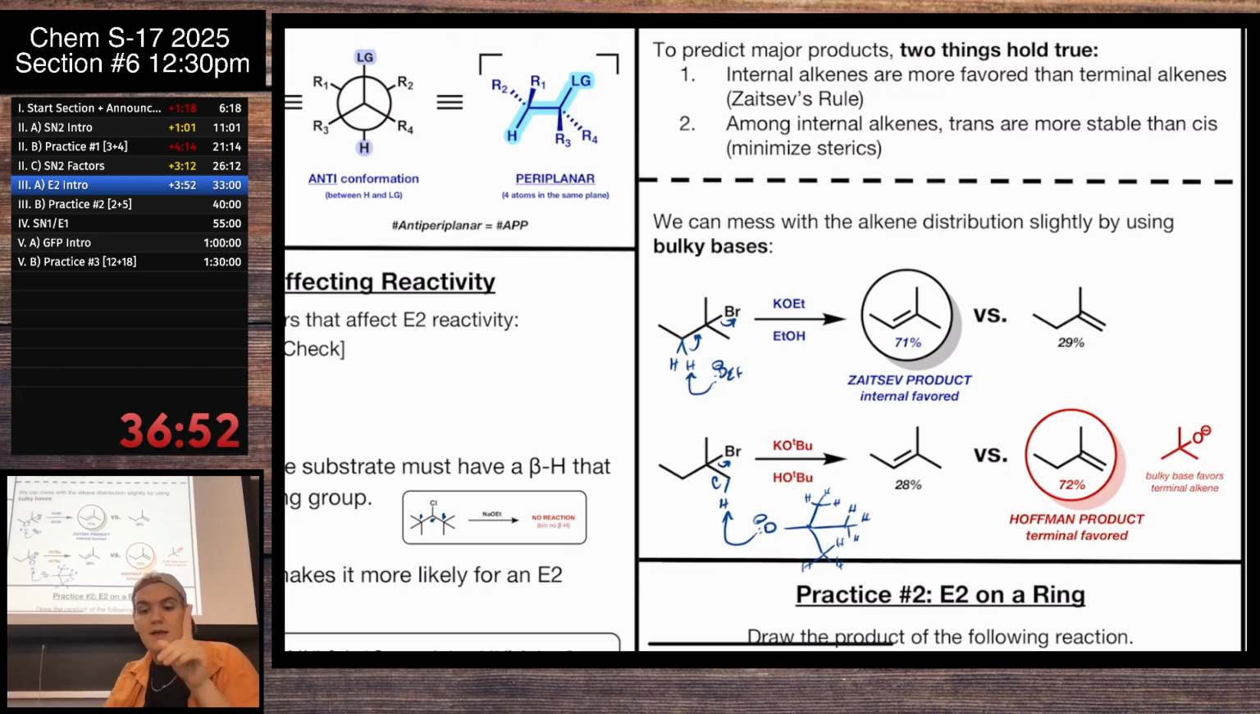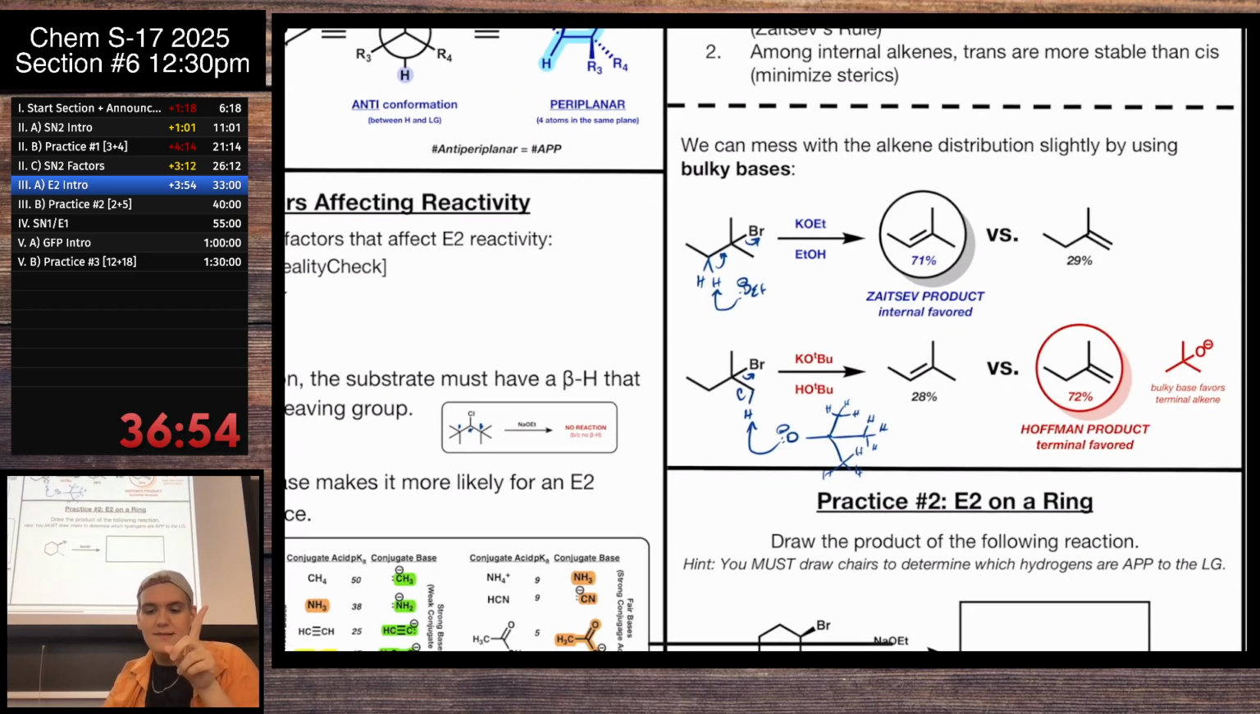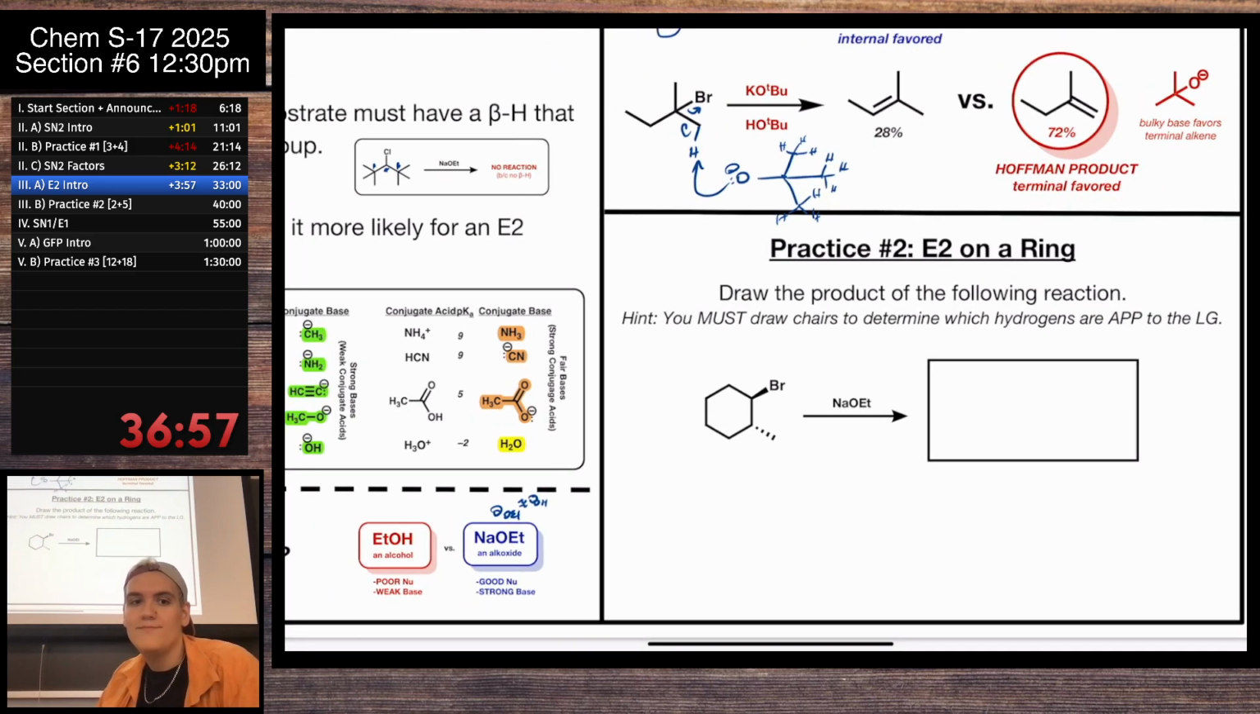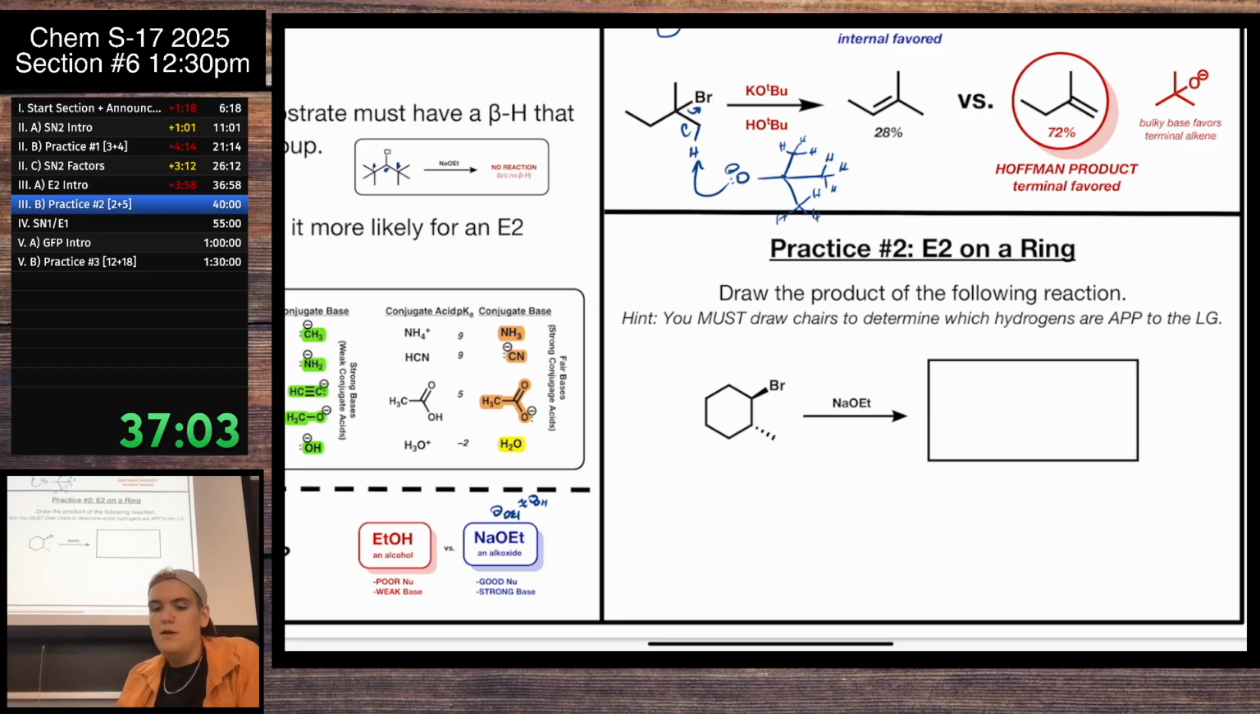So that is how we can mess with this and choose to get the terminal alkene if that's what we want. So last thing is E2 on a ring. So this is not covered in many other classes, but we really like it because it makes you combine a lot of skills. So if you are considering doing an E2 reaction on a ring, one thing that you must do is you must draw a chair.